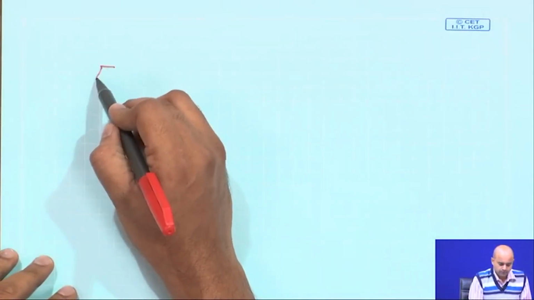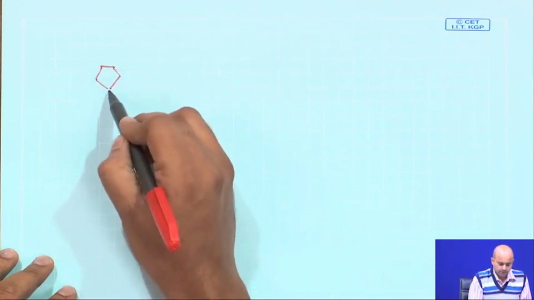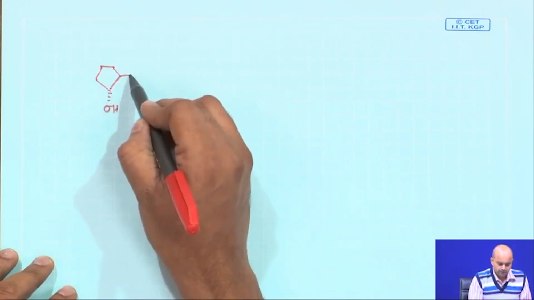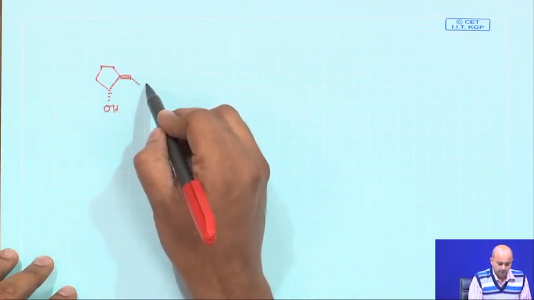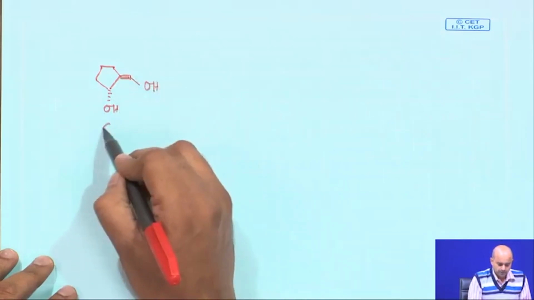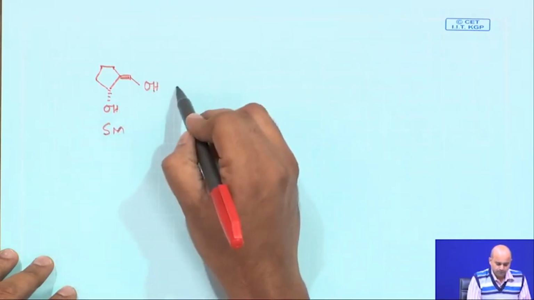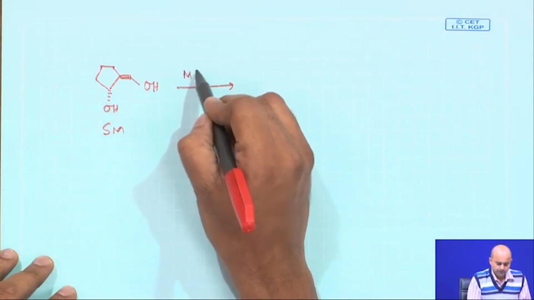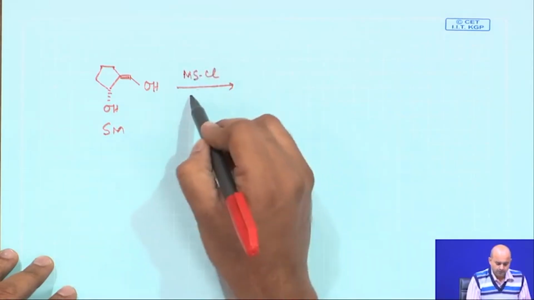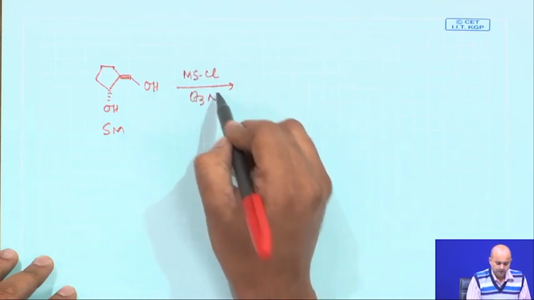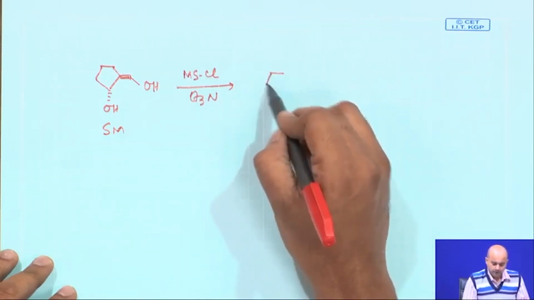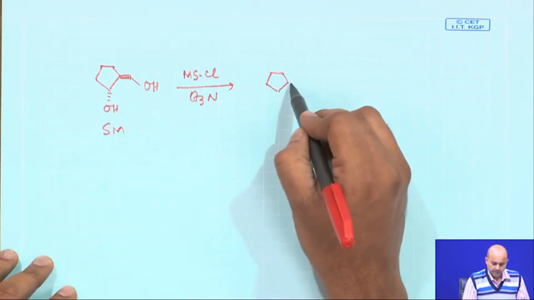So, start with the starting material which was given to you, this hydroxy was below the plane and this primary one is above the plane. Initially convert it to this by treating with mesyl chloride and excess triethylamine, because you need to convert both the hydroxy groups to the dimesylate.